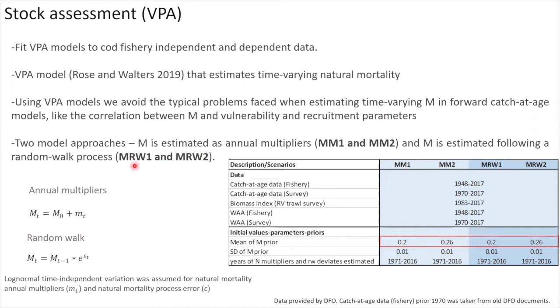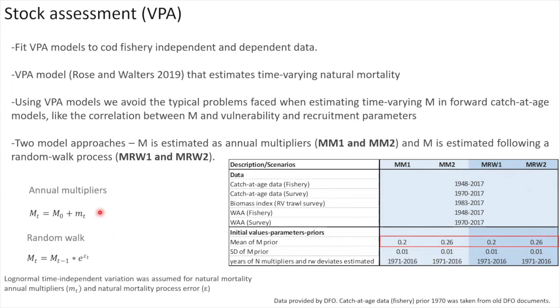So here I have two model versions. In the first, the natural mortality is estimated as annual multipliers. So this is model MM1 and MM2. And in the second version, M is estimated following a random walk process in models MRW1 and MRW2. The only difference between MM1 and MM2 is the mean prior that I use to estimate the initial natural mortality of the model. And same here, the only difference between MRW1 and MRW2 is the mean prior that I use to start the estimation of the initial natural mortality.